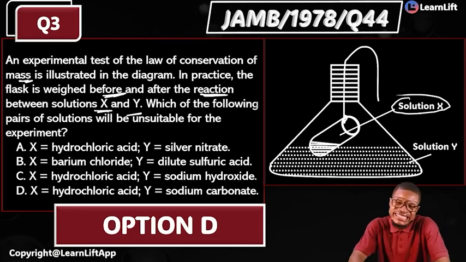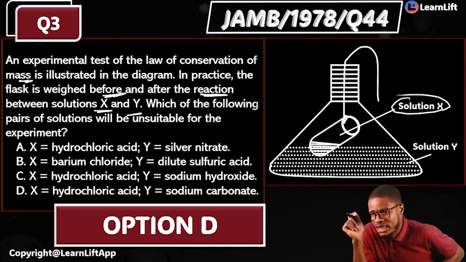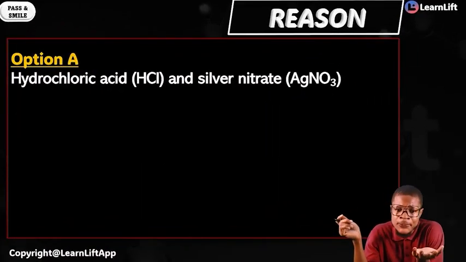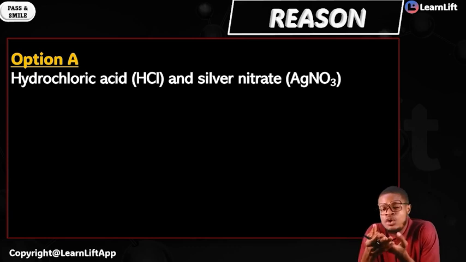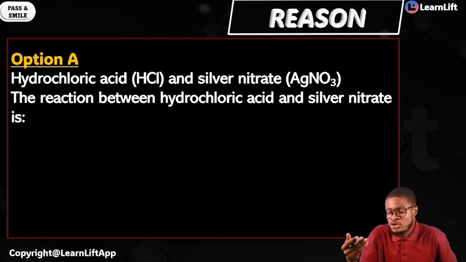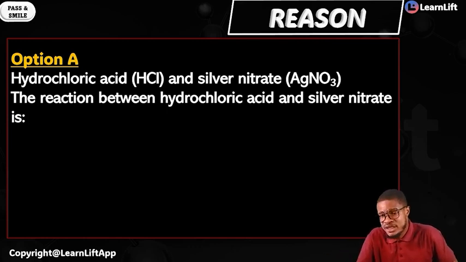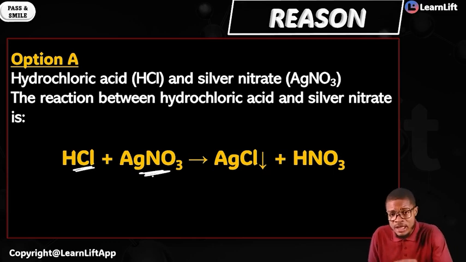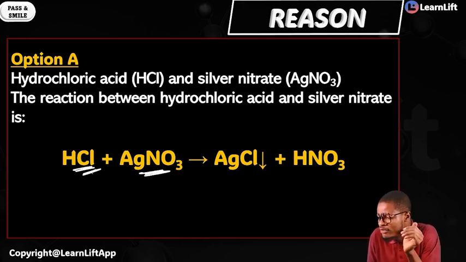Now, I'd like you to listen carefully as I explain all the options one after the other. Look at option A that we're given. Why is it that A cannot be the answer? Option A says hydrochloric acid and your silver nitrate. What is the reaction between the two of them? When hydrochloric acid reacts with silver nitrate, what is it going to form? First, just assume that this HCl is aqueous, and this is also aqueous. What will it give rise to?